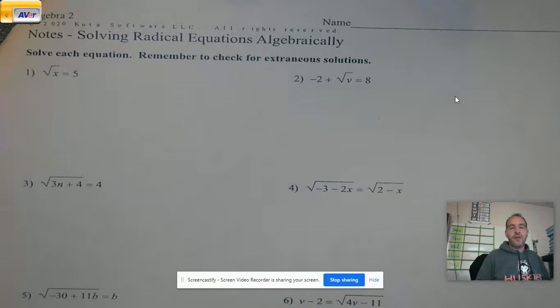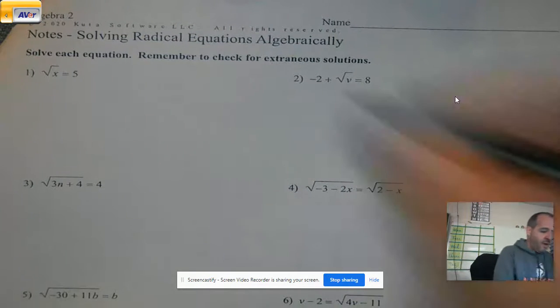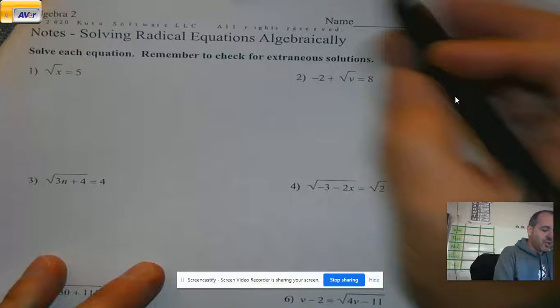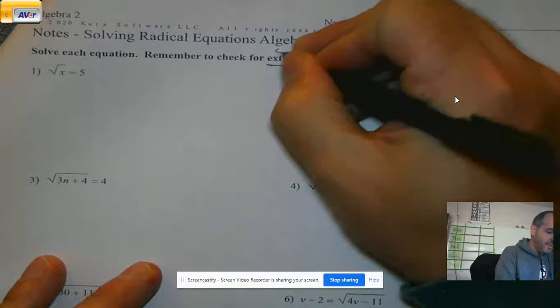So we're going to find out later there's a couple ways to do this. We can do it algebraically, we can do it graphically, but since we haven't played with the graphically part yet, we'll stick to the algebra. So we need to remind ourselves of a couple of things before we get started here. Okay, first thing, solve each equation. Remember to check for extraneous solutions.